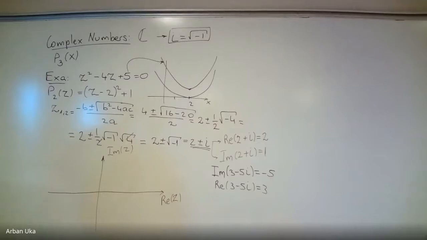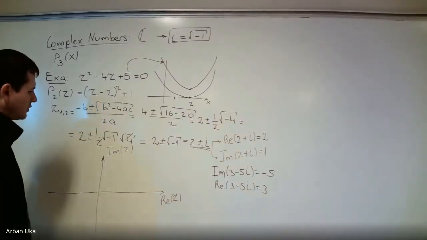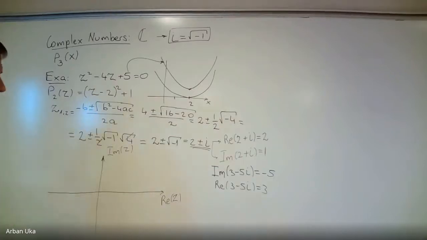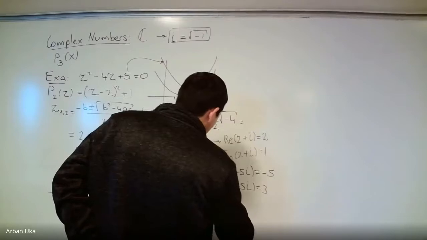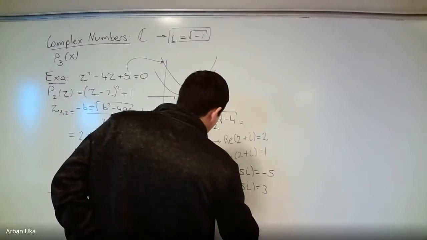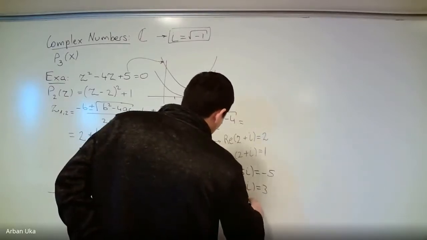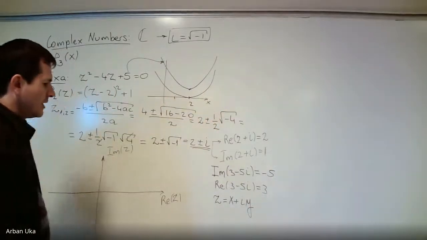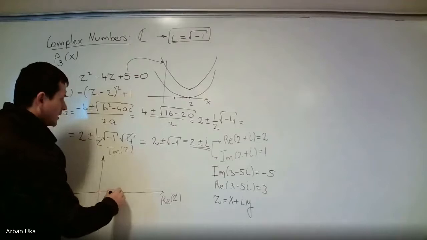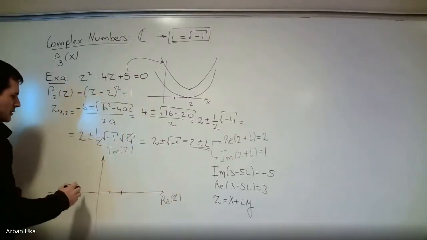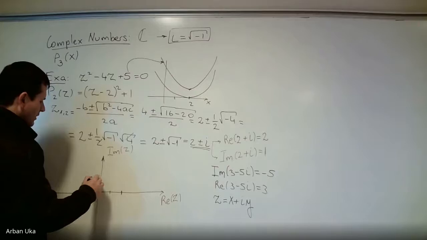So the way to describe a complex number in a plane, we will do it like this. The general expression is z equals x plus i y. Here x is the real part, which is, let's say, 2, and y is the imaginary part, which here is 1.